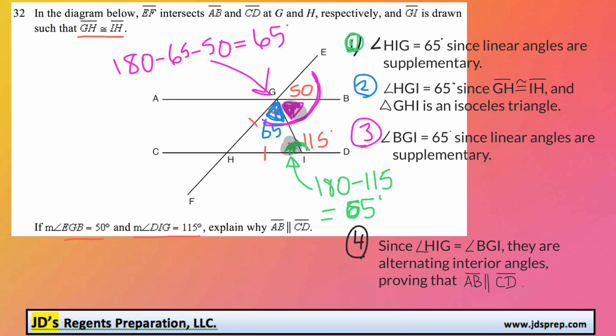Oh, and by the way, there actually is one other way we could have solved this problem, and that was to show that two corresponding angles are the same. What we could have done is shown that this angle here, which is angle GHI, is the same as the angle up here, EGB, and they're both 50 degrees. That could have also gotten us to the same conclusion because if you've got two corresponding angles that are equal, formed by a transversal line, this line EF, that would prove that AB and CD are parallel as well.